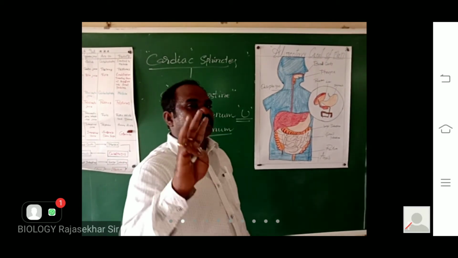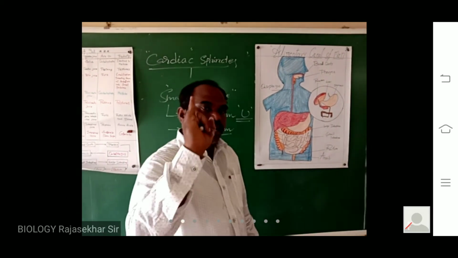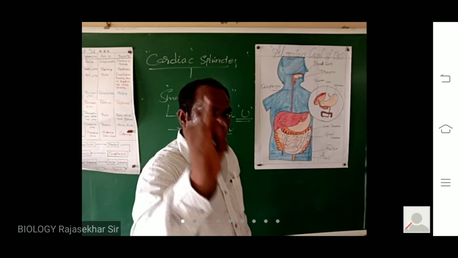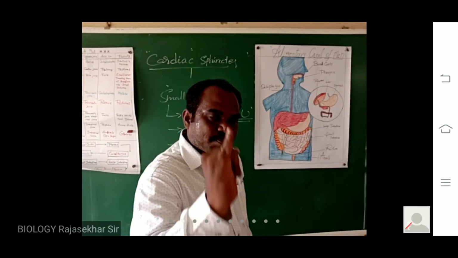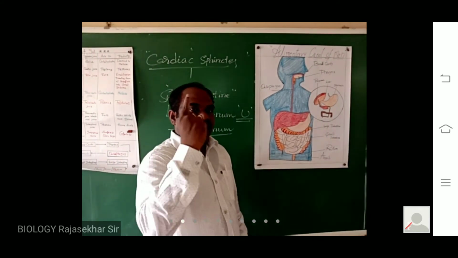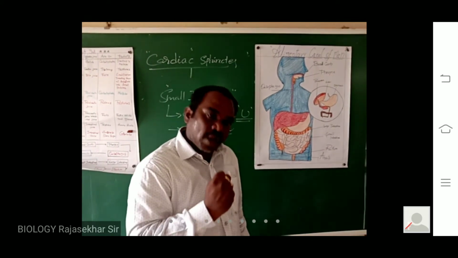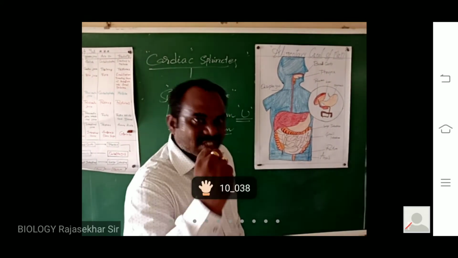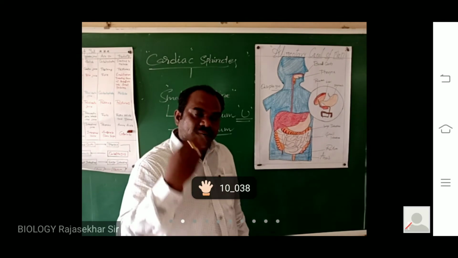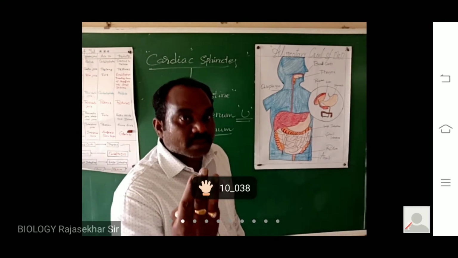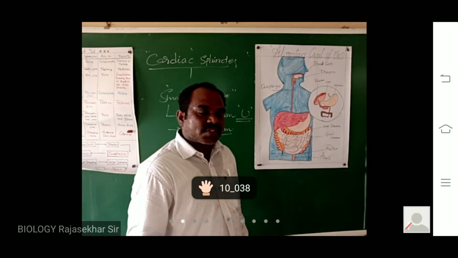Small intestine consists of three parts. Duodenum is a U-shaped part. This is the first part of the small intestine. Second one is jejunum, the second part of the small intestine. And third one is ileum, the third part of the small intestine.